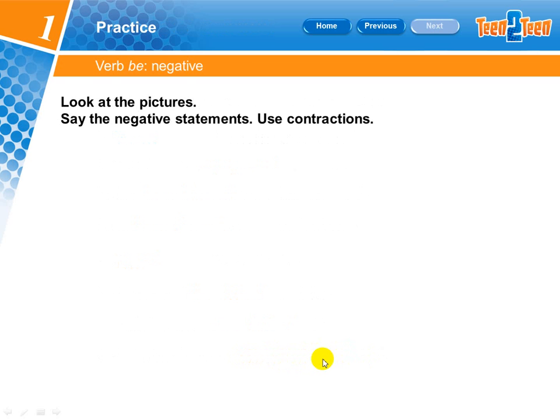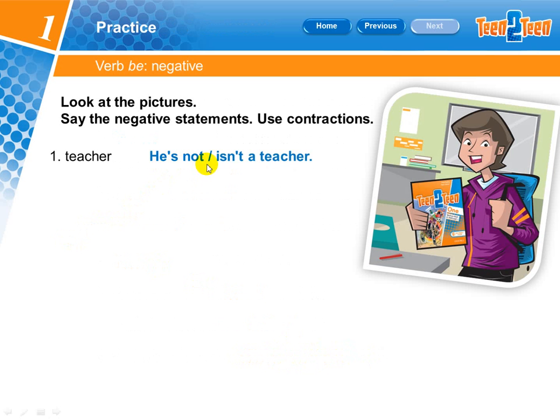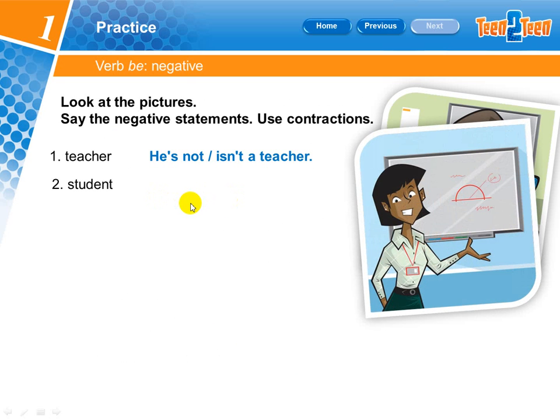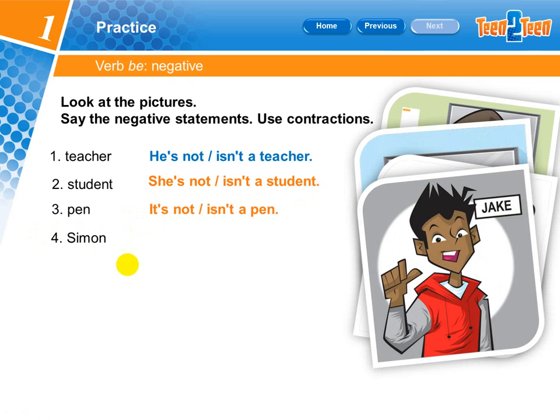We are coming to the other exercise. It says look at the pictures, say the negative statements, use contractions. Number one, teacher. He is not a teacher or he isn't a teacher. Number two is student. So you say she's not or she isn't a student. Number three, pen. So how can you say? Yes, we say it's not or it isn't a pen.